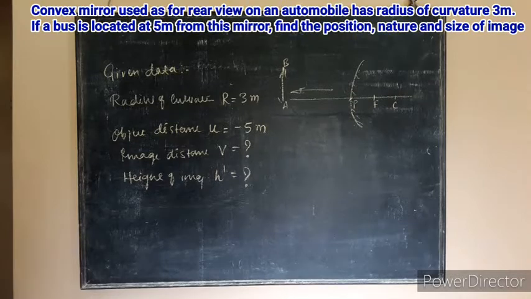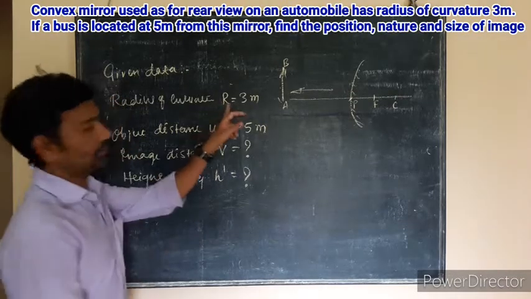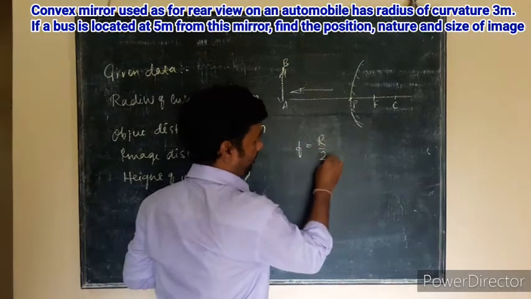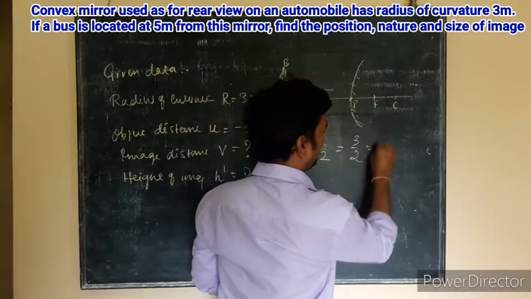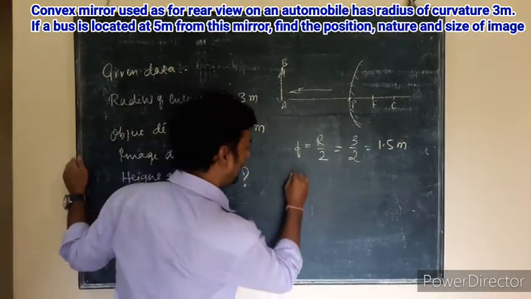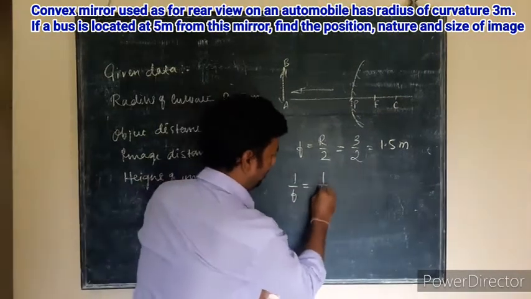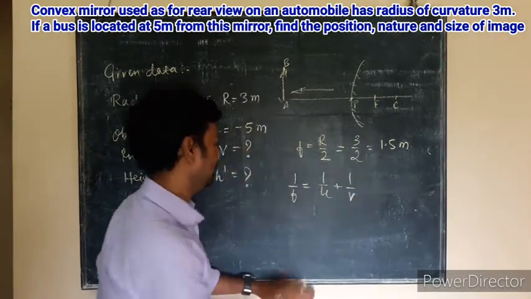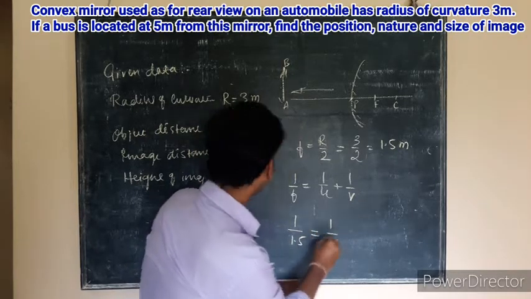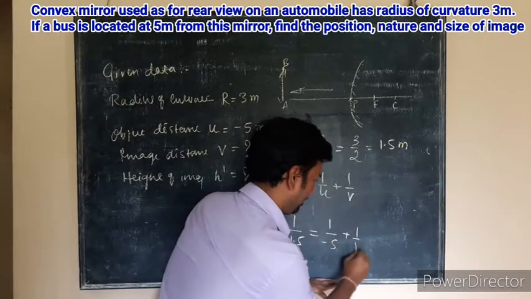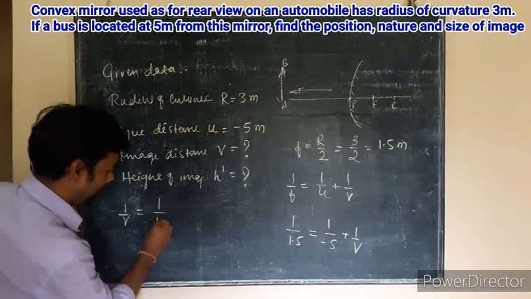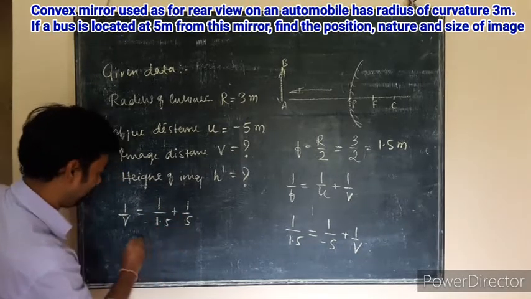So you can easily find it out. Then we have the relation between the radius of curvature and focal length. The focal length is equal to R divided by 2. So 3 divided by 2 is nothing but 1.5 meter. So you got the F. Then by using the mirror formula, 1 by F is equal to 1 by U plus 1 by V. So 1 by 1.5 is equal to 1 divided by minus 5 plus 1 by V. So keep 1 by V as it is. This is equal to 1 divided by 1.5 plus 1 by 5.